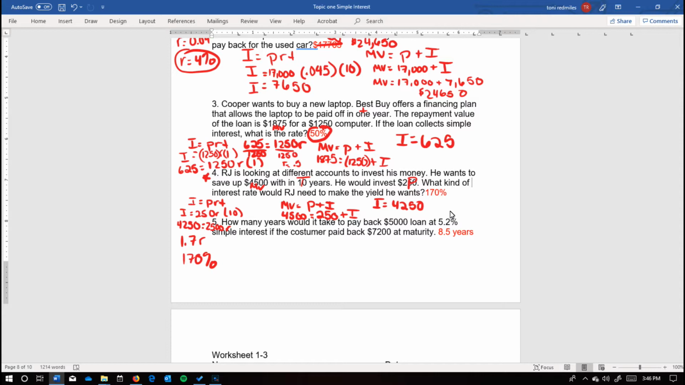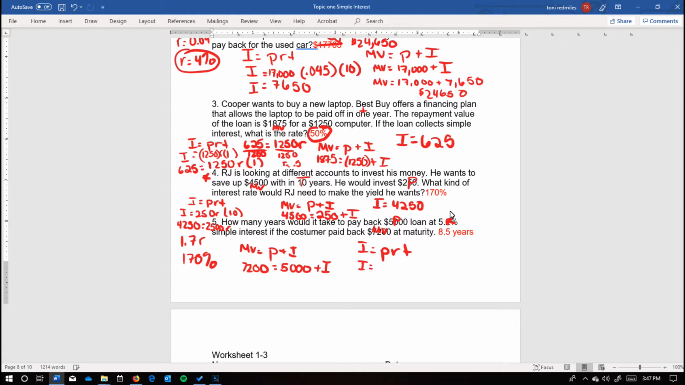Okay, how many years would it take to pay back a $5,000 loan at 5.2% simple interest if the consumer payback is $7,200 at maturity? So my two things are two formulas. Okay, and the payback, this is my P, this is my MV, this is my R, and we're trying to find T. So my maturity is 7,200. My principal is 5,000 plus I, which I don't know. Don't know I.